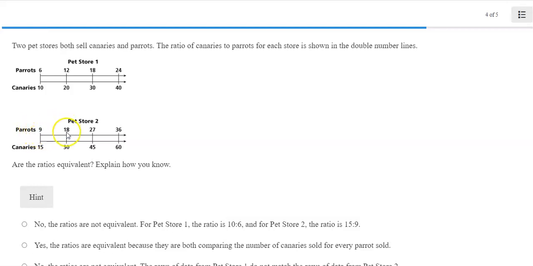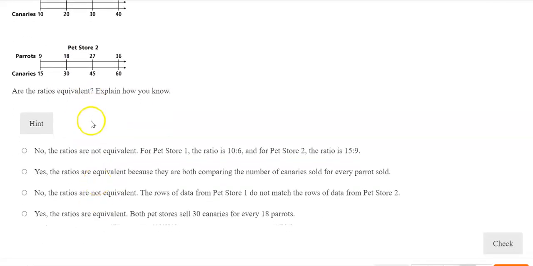And then we have 9, 18. Oh, I said 18 before. So 18 parrots, 30 canaries. 18 parrots, 30 canaries. Those are the same thing. So yes, they are equivalent. Now this will probably be the hard part for you because we got it labeled down to 2. So yes, the ratios are equivalent.